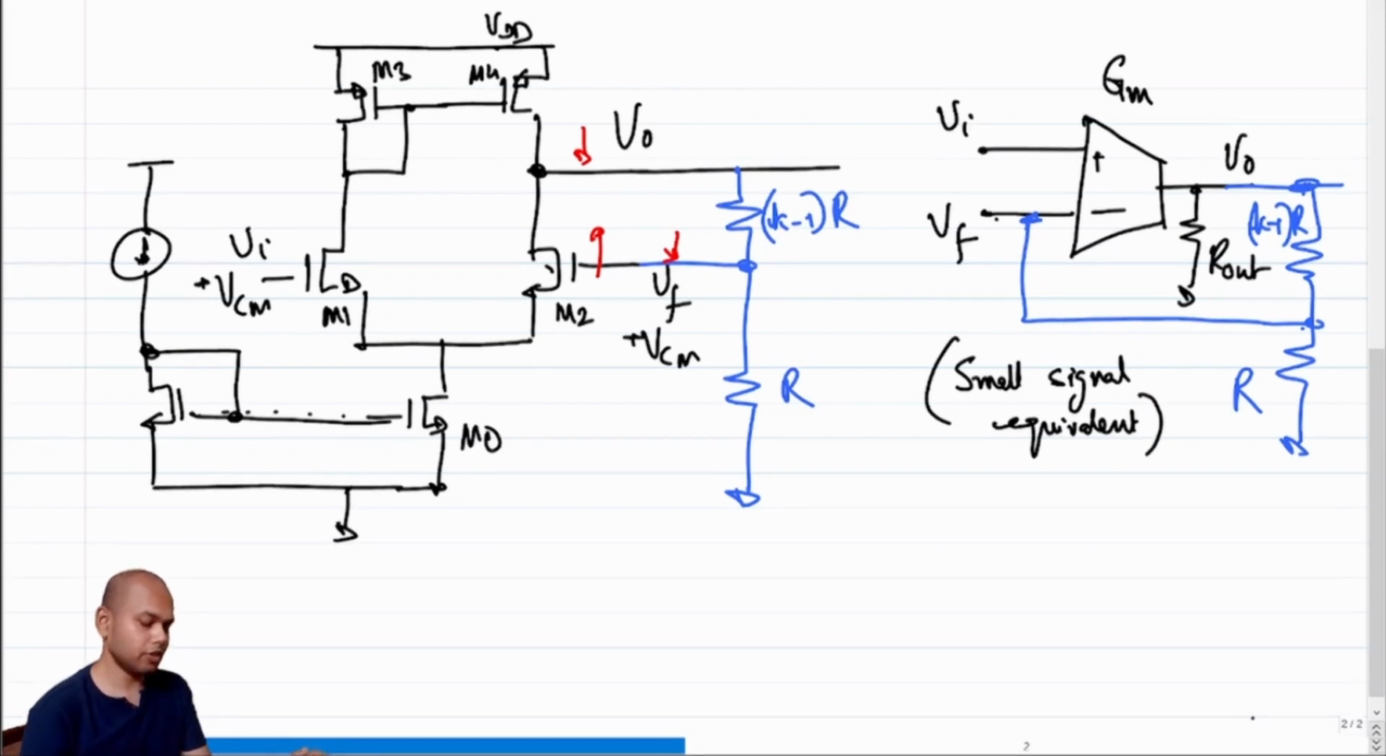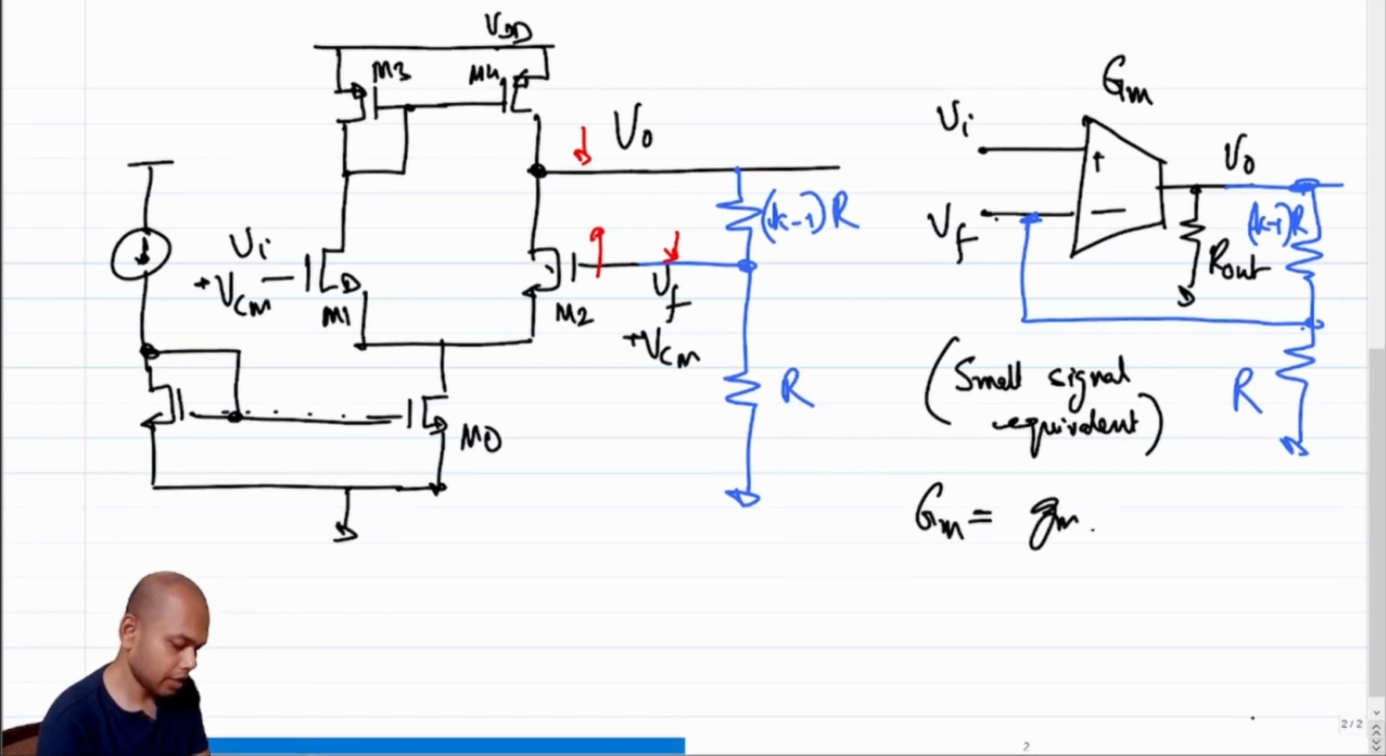Right, this is a small signal equivalent, it doesn't show any bias. Okay, so in case of a differential amplifier, what is GM? GM is GM of M1 or M2. They are essentially the same. If they are not the same, then we can say that this is equal to GM1 GM2 by GM1 plus GM2.